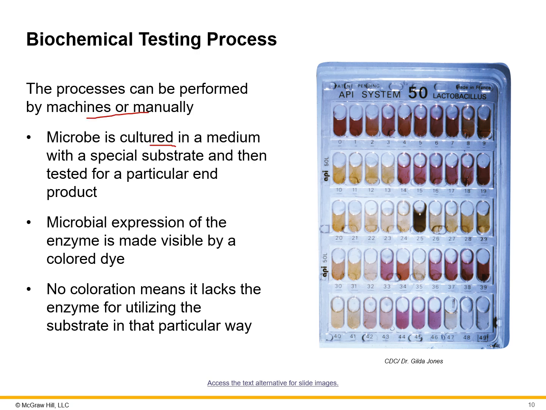So it's cultured in a medium, again, maybe selective, differential, or just something that allows it to grow so that it can produce a certain product. Then the expression of that enzyme is made visible by some type of colored dye. So then no coloration indicates a lack of the enzyme, and then a colored reaction, and it could vary, like how much of the enzyme could cause a greater change or a lesser change.